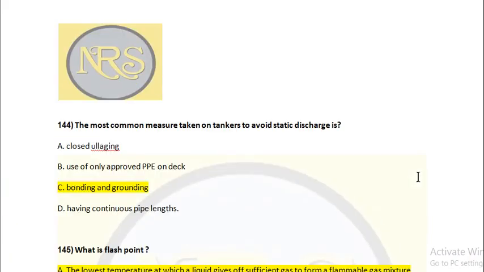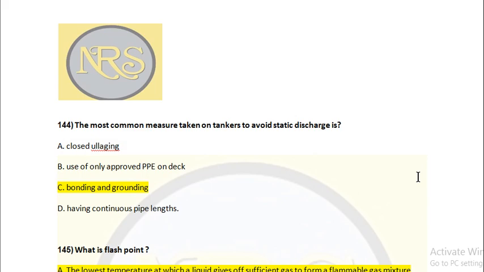Question number 144. The most common measure taken on tankers to avoid static discharge is: Option A, closed ullaging. Option B, use of only approved PPE on deck. Option C, bonding and grounding. Option D, having continuous pipe lengths. The correct answer is option C.